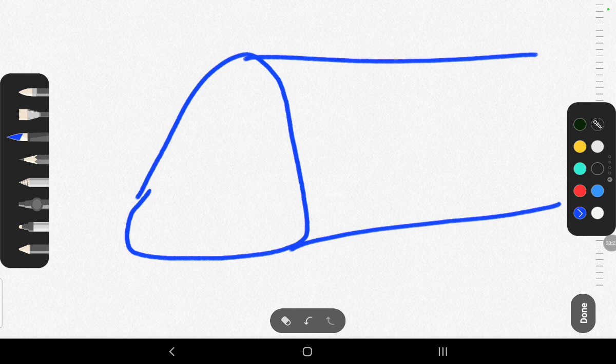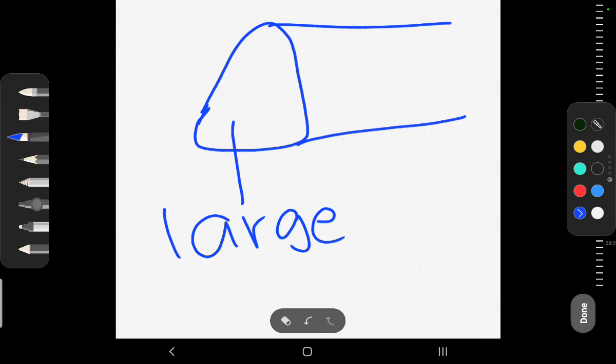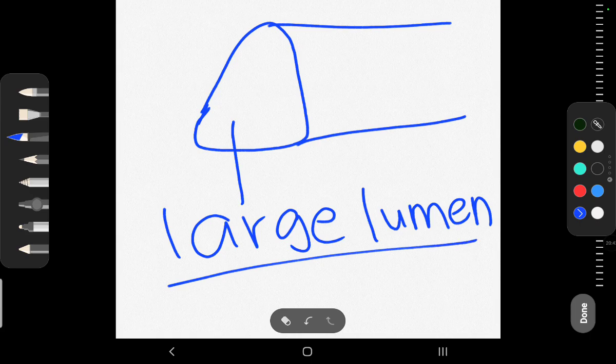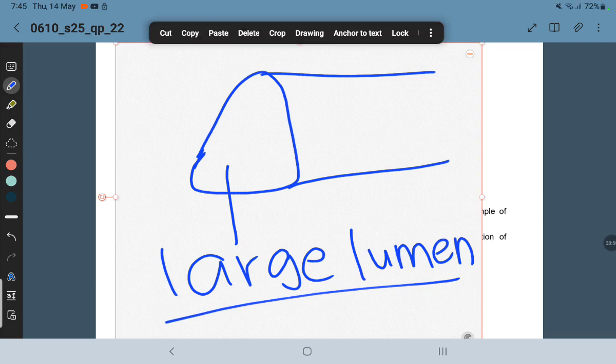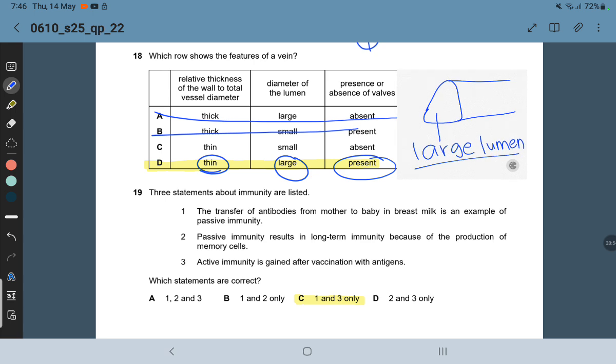This is a vein, okay? So we have thin walls and a large lumen. Large lumen, so blood can flow at a lower pressure compared to an artery, which had a lumen narrower than the vein to ensure a high blood pressure, and this is not the case in this question.